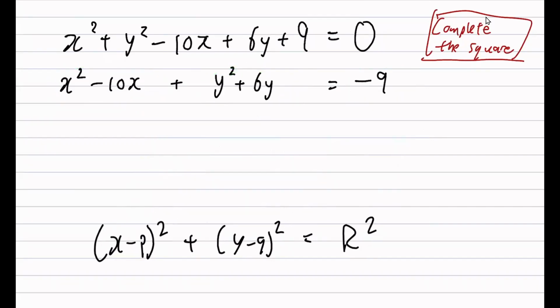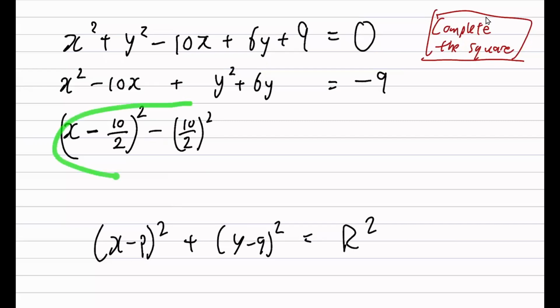What do you do next? Complete the square. For x squared minus 10x, I see an x squared, I just copy down x. I see a minus, I copy down a minus. I see a 10 and an x, I ignore the x and focus on the 10. I copy it down, but I divide by 2. Bracket, power 2. Minus away this number, I know it is 5, but I want you to see the pattern in general: 10 over 2, bracket, power 2. If you expand this, you will get back x squared minus 10x. Guaranteed.